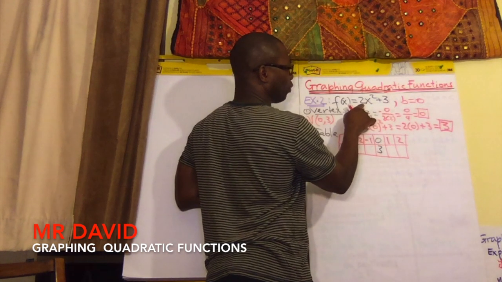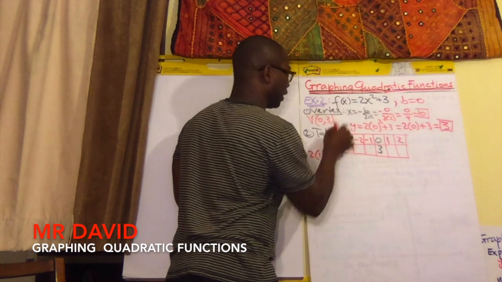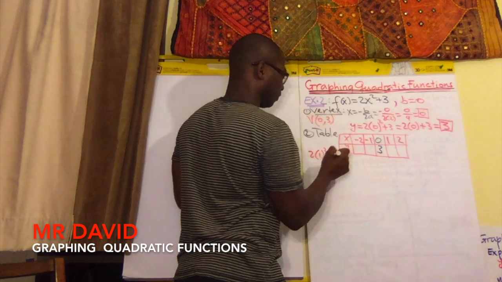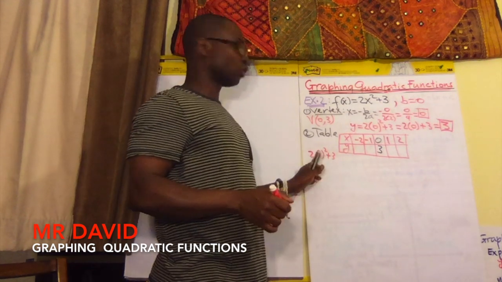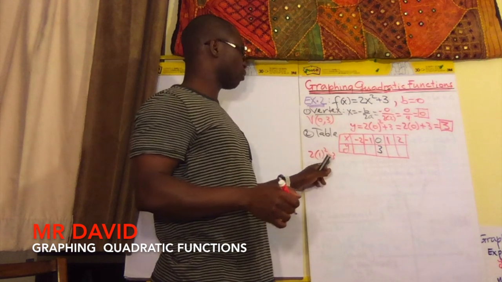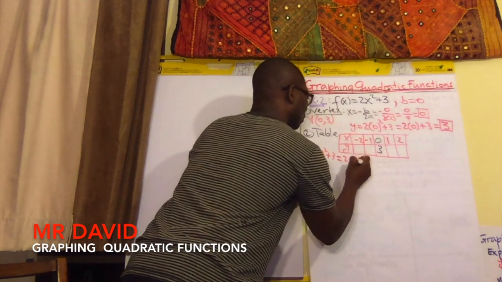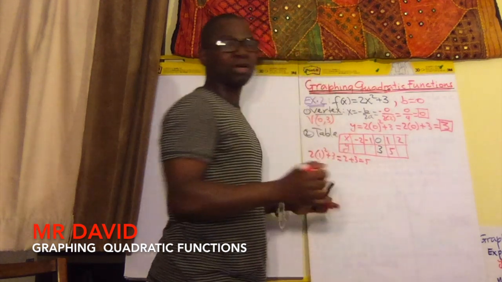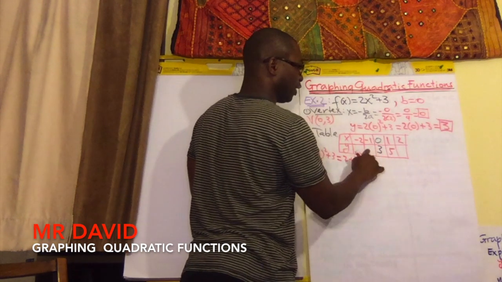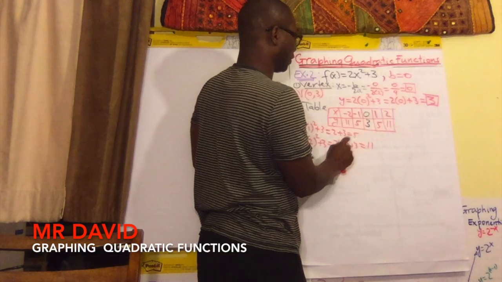If we plug in 1, we have 2 times 1 squared plus 3. 1 squared is 1. 2 times 1 is 2, plus 3 is 5. So that gives us 5. Remember, whatever we have on this side, mirror image on this side. 5, 5. So now let's plug in 2.